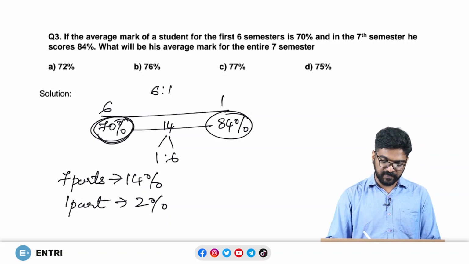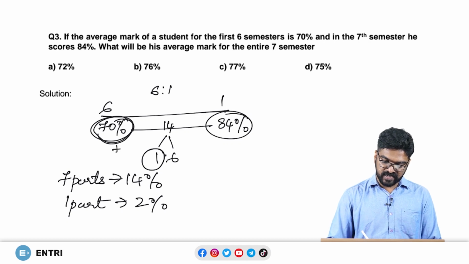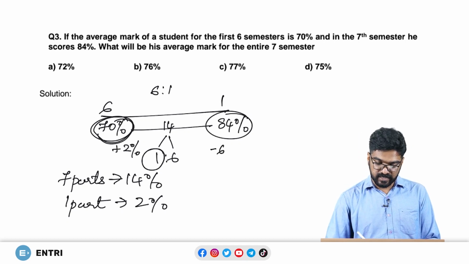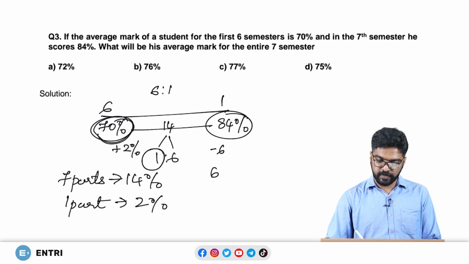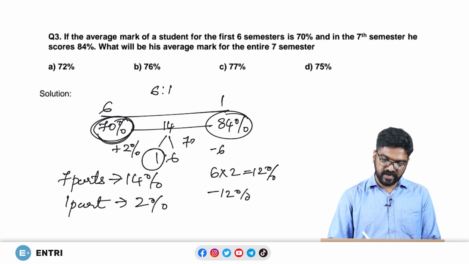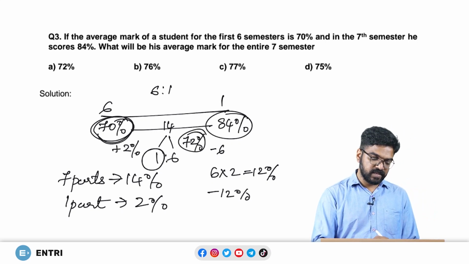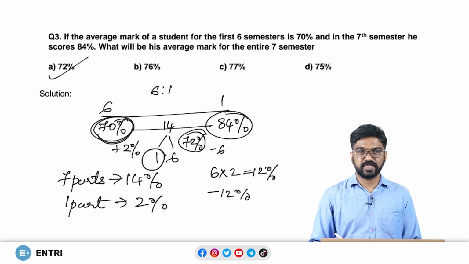So what you have to do here is, you need to take 1 part, you need to add it up with this. So 1 part is equal to 2%. So add it with this, you will get the answer as 72%, or you subtract how many parts? 6 parts from this side and subtract from 84%. So 1 part is 2%. So 6 parts will be 6 into 2, which is equal to 12%. Now when you subtract 12% from 84, you will get the same 72%. So your average marks for the entire 7th semester will be nothing but 72%, which is option A.